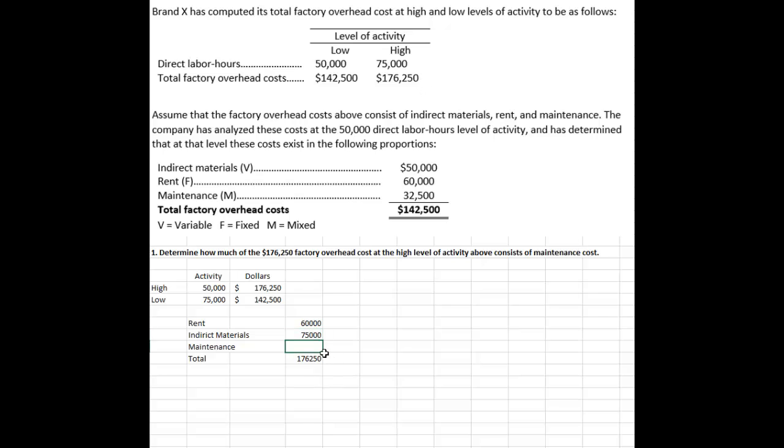So by simple math, to get to the 176,250, all I have to do is subtract from that number the rent, which is fixed, and the indirect materials, which is variable, and I have $41,250. That's the answer to how much of the 176,250 is maintenance costs.